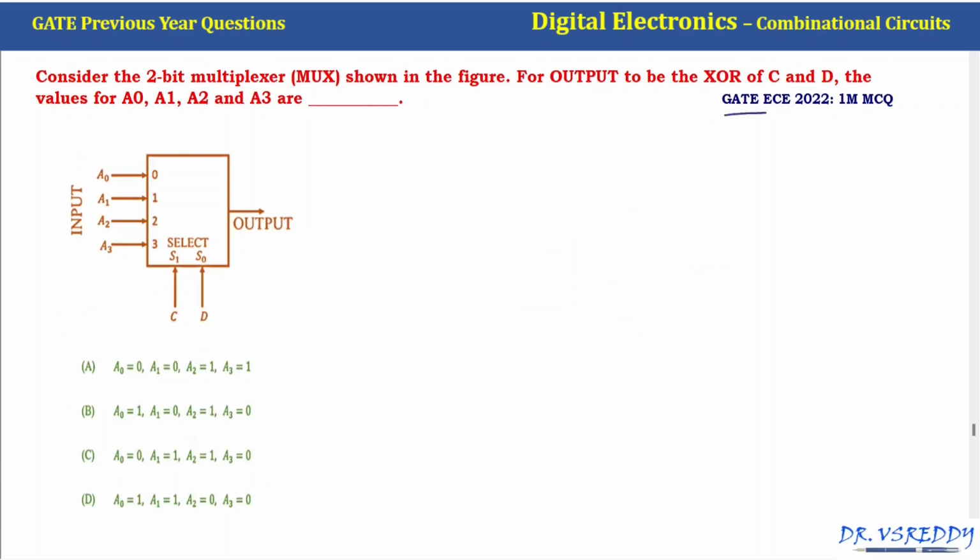This question was asked in GATE ECE 2022, 1 mark MCQ. Consider the 2-bit multiplexer shown in the figure. For the output to be the XOR of C and D, what are the values of A0, A1, A2 and A3? They provided a 4:1 multiplexer with two selection lines C and D. So when C D is 0 0, the output is A0. For 0 1, the output is A1. For 1 0, the output is A2. For 1 1, the output is A3.